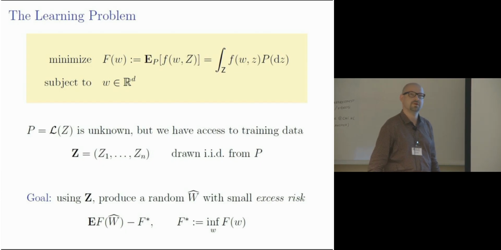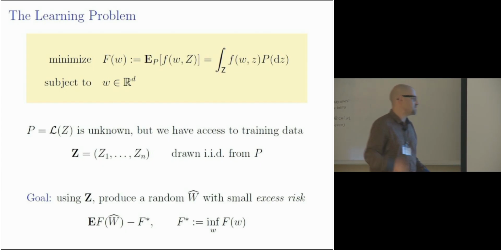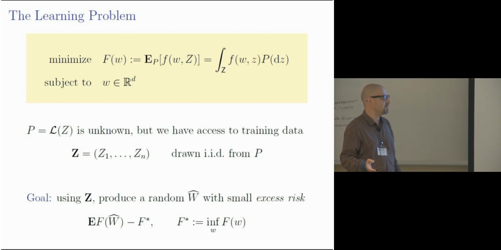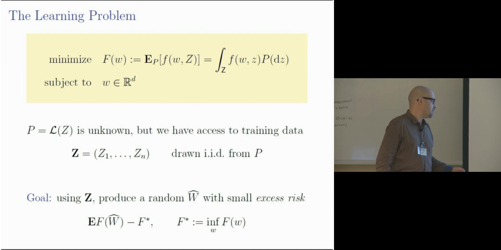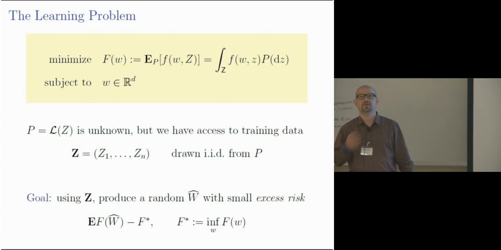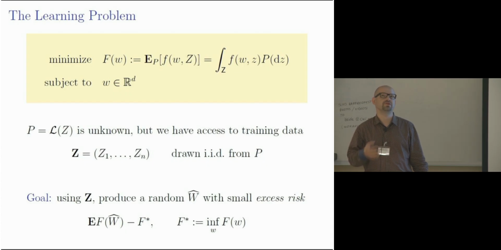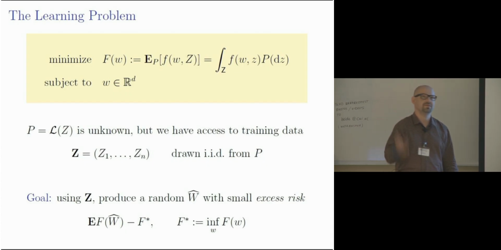This is completely unconstrained. And so since the probability law is unknown, we have access to an n-tuple of IID samples from P, and the goal is to find a random element of the hypothesis space called W hat, such that the expected value of the objective, the population risk on W hat, is close to the global minimum. So here we are interested in hitting the global minimum of the population risk, not being satisfied with something that's good enough.